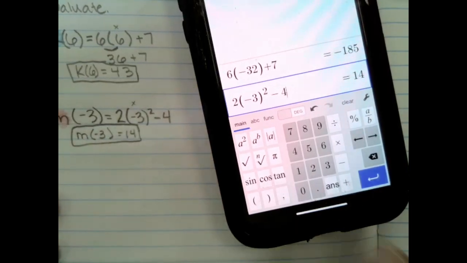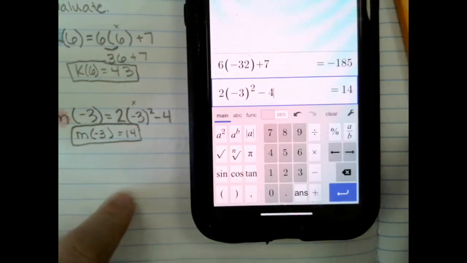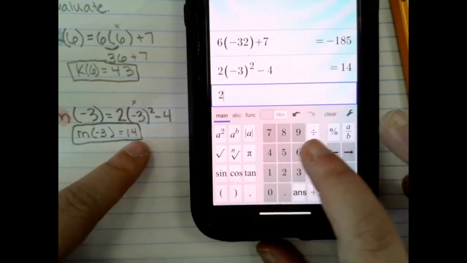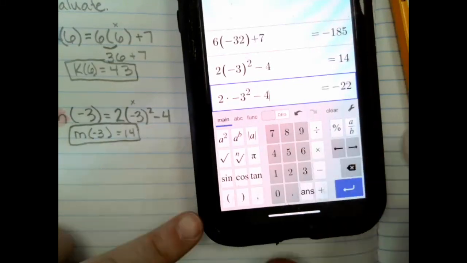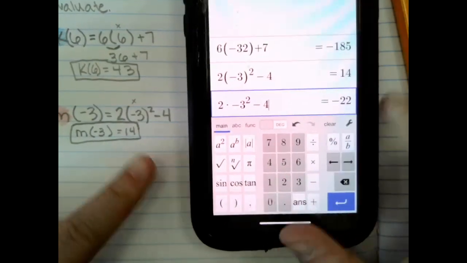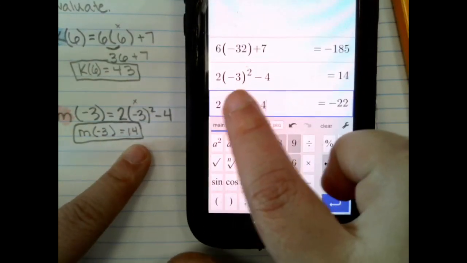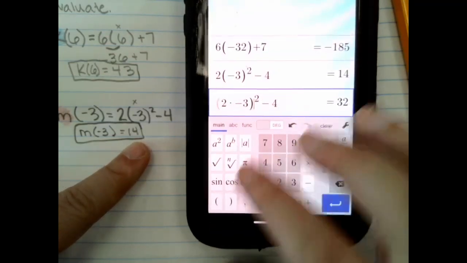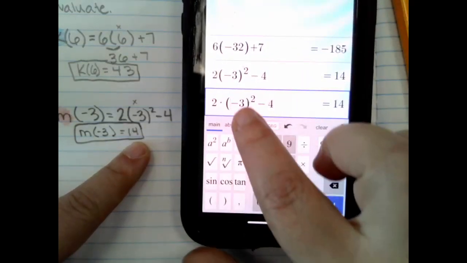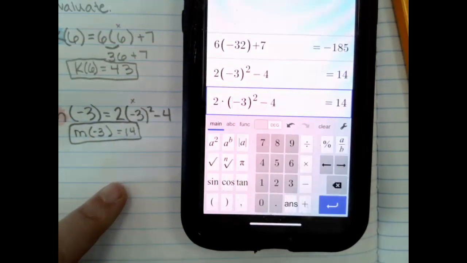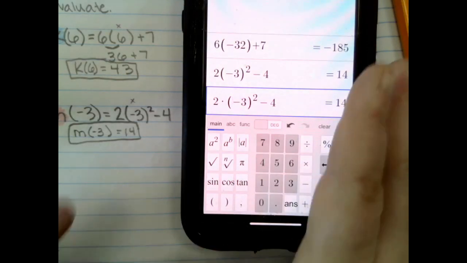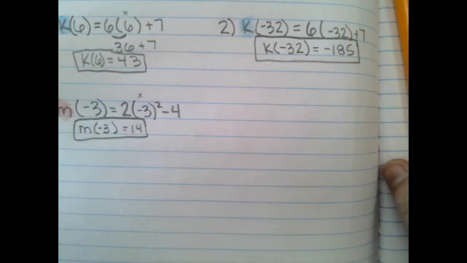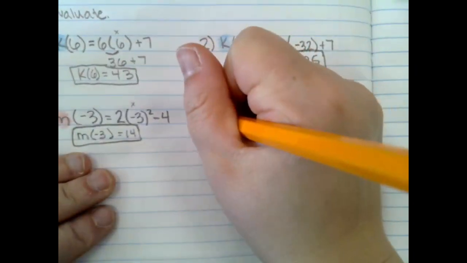Okay, as long as we use parentheses, we should be good. If I didn't use parentheses, let's just take a look at that. If I did 2 times negative 3 squared minus 4, do I get the same answer? No. So it's really important that that negative gets put in parentheses because for some reason our calculator looks at that negative 3 and doesn't know the negative goes with the 3. They think that negative and 3 are separate. It gets confused. I don't know why. Don't ask me. If I made a calculator, I'd be like, do it the other way.